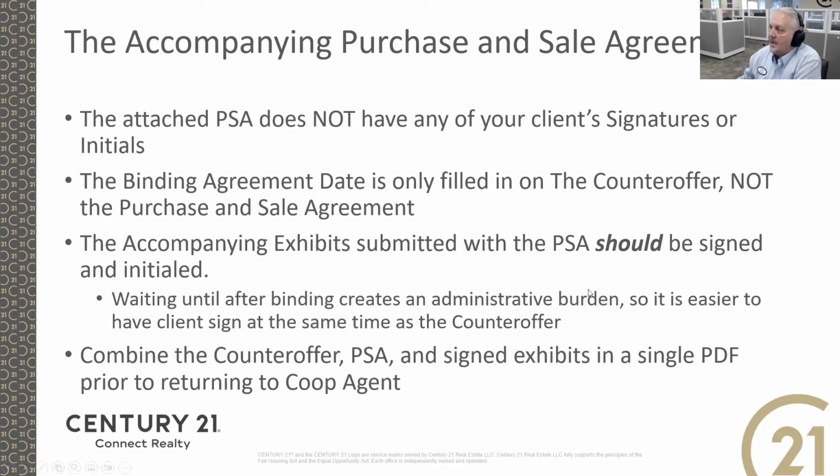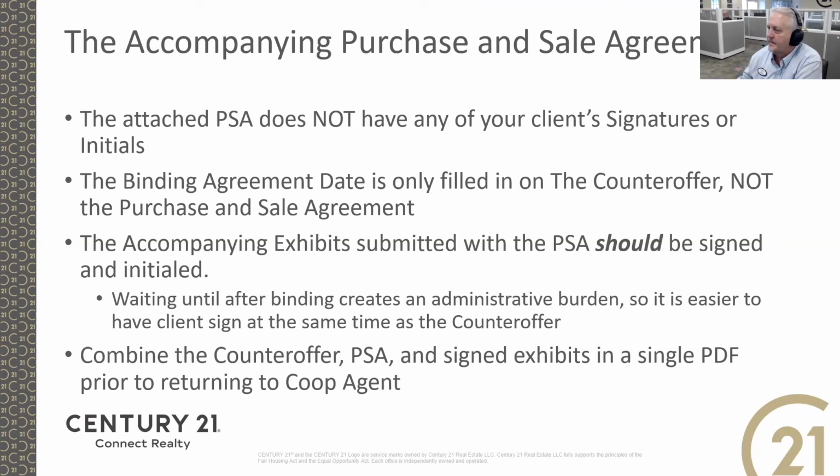Okay. So the binding agreement date is only filled on the counteroffer, not on the purchase and sale agreement. You can, however, sign the accompanying exhibits that get submitted with the purchase and sale agreement, and I contend they should be signed and initialed. If you wait till after binding, it just creates an additional administrative burden to have to send it back through for signatures and initials one more time. Does that make sense?